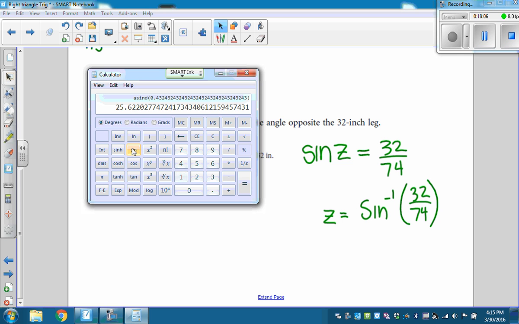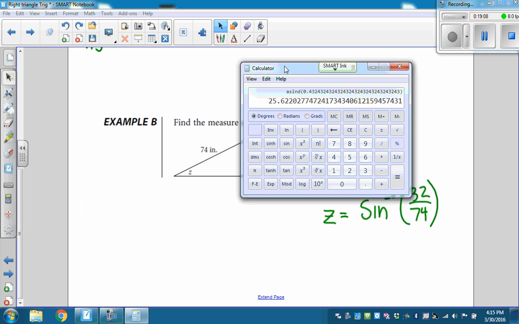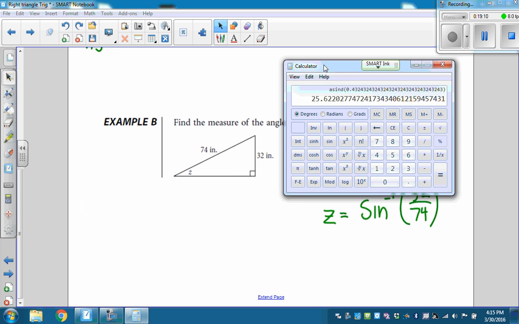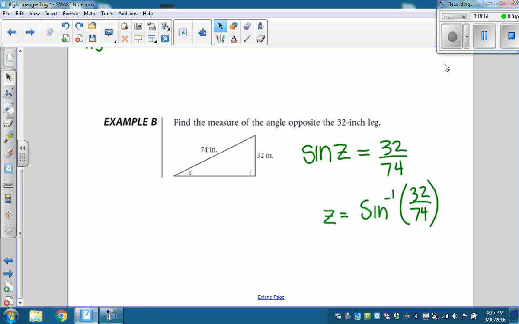That looks like a more reasonable answer for the angle in this triangle. So 25.62, to the nearest degree. If they asked you, you would write 26 degrees. It doesn't say specifically. A lot of times, angles will be rounded to the whole degree.